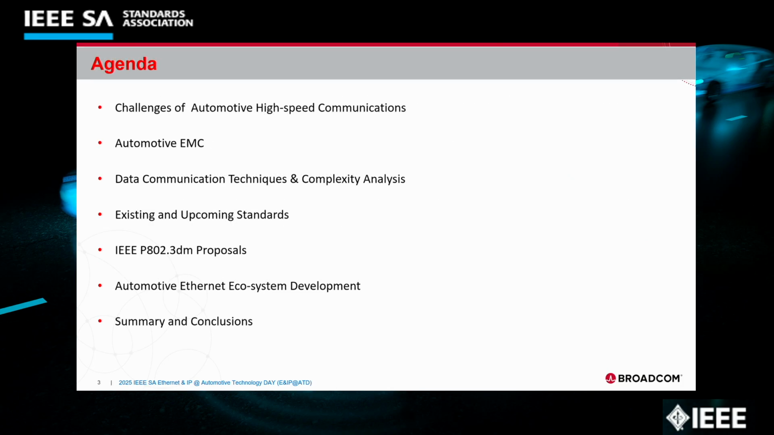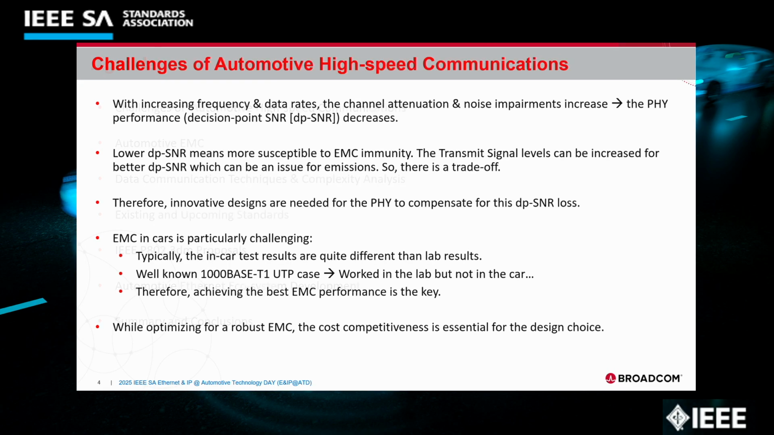So here is my agenda. First, we are going to discuss some of the challenges of automotive communication systems. Automotive EMC is a critical topic which contributes to overall total cost. And data communication techniques are proposed for various high-speed asymmetric solutions that we are going to take a look at. Then we will discuss existing and upcoming standards, including 802.3 DM proposals. The vitality of the automotive Ethernet ecosystem is critical. That's something that we are going to touch base on before we close the presentation with a summary and conclusions.